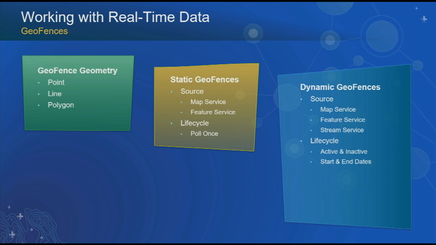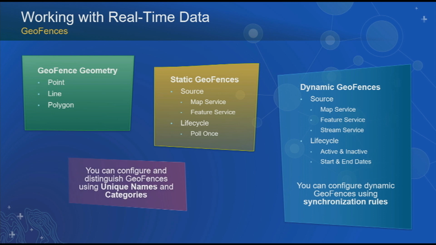In contrast, we also have dynamic geofences. So maybe our geofences we know are changing. For example, storms, if we're tracking storms, that's something that changes constantly in real time. And if we're treating that as a geofence to see how that storm is interacting with our assets on the ground, we can set up synchronization rules within GeoEvent to pull that map service or that feature service or that stream service to get that data as it updates. That way we get a real-time view of these geofences as they change.